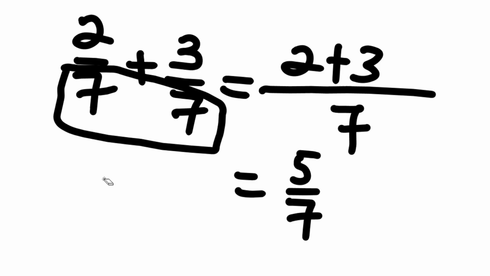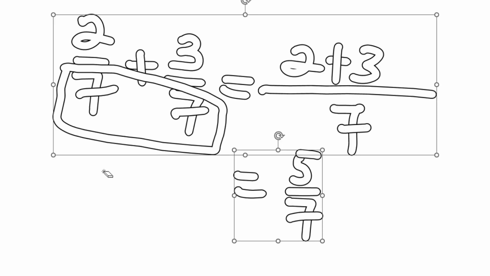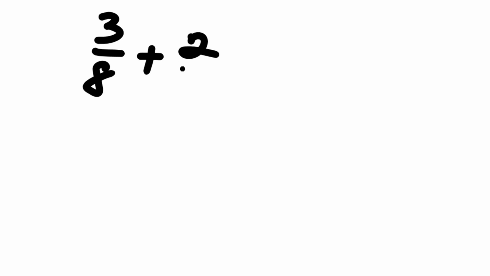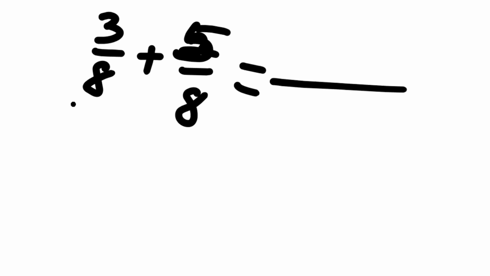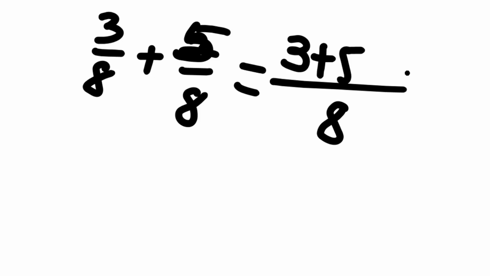Let me say that again. I'm saying that if the denominators are the same, like 3 on 8 plus 5 on 8, for example, you see the denominator is the same, right? So you just write one of them, 8, then you add the numerators, 3 plus 5, then you get 8 over 8, which is equal to 1.